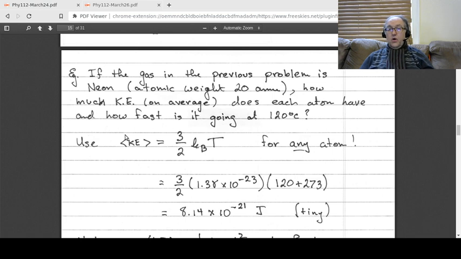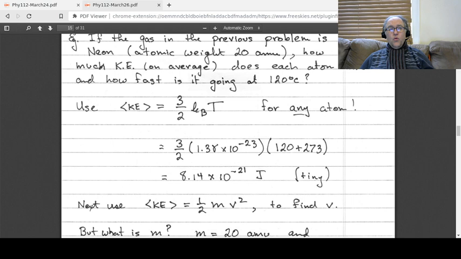All right, so you don't need the pressure, you don't need the volume, all you need is the temperature. If I tell you the temperature, and I tell you the mass of any one particle in the gas, then you should immediately be able to tell me the average kinetic energy and the average speed at which the particles are moving around. So here we're going to use our equation that the average kinetic energy is equal to 3/2 k Boltzmann times T. And this is true for any atom.